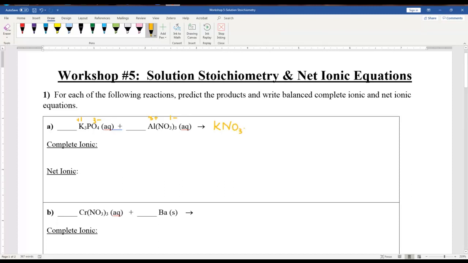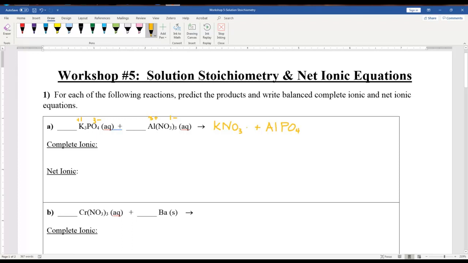Right. So in this case, because potassium is a positive one and nitrate's a negative one, you just need one of each. What about the other one? What's the other compound called? It's the same situation. It's just aluminum phosphate, because it's a positive 3 and a negative 3. It's just AlPO4.